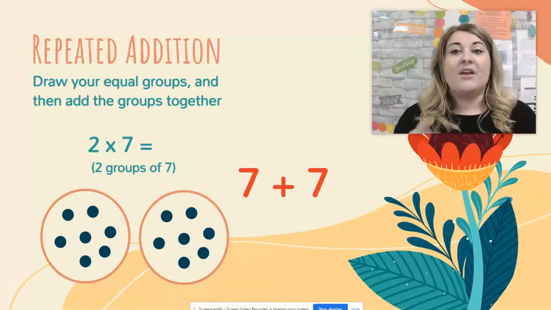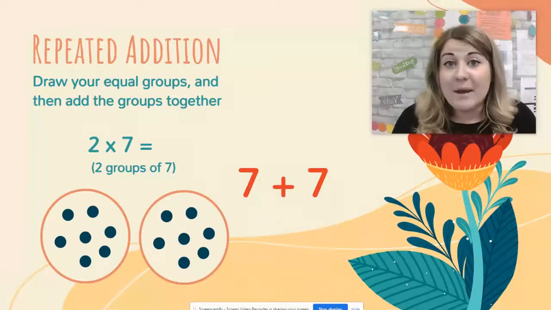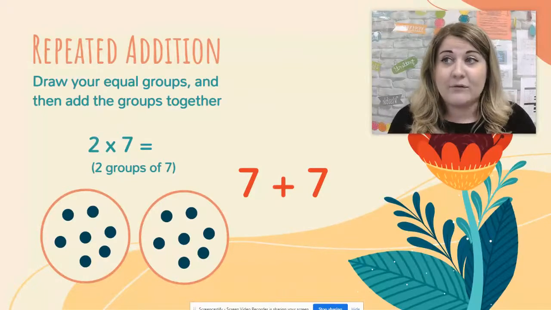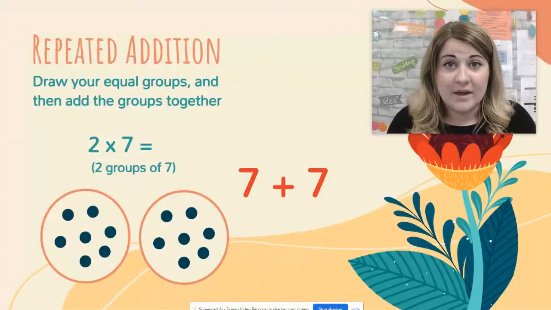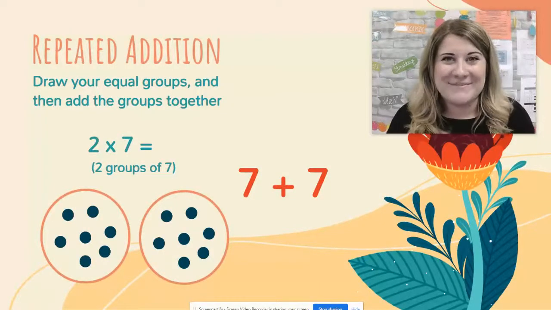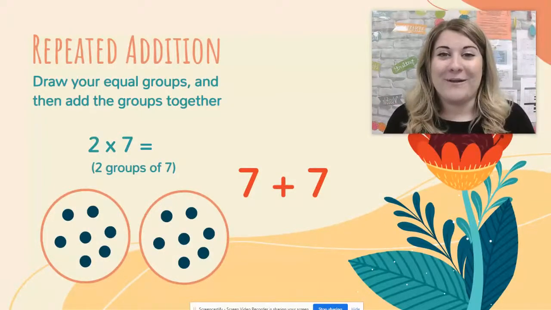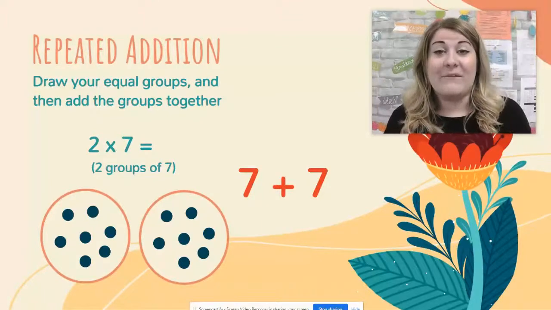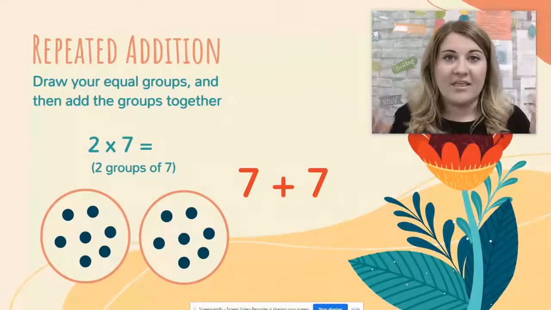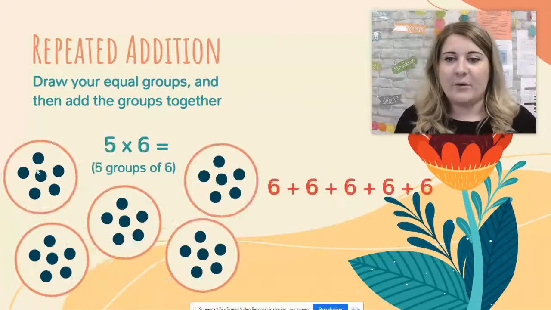So that is what it's going to look like because I've got 7 in this group plus 7 in the second group. Your repeated addition has to be the same number because if you repeat something, it has to be exactly the same. Okay? So hopefully you're getting my joke there. But for this, we have 2 groups of 7. So 7 and 7, 7 plus 7. That's our repeated addition.